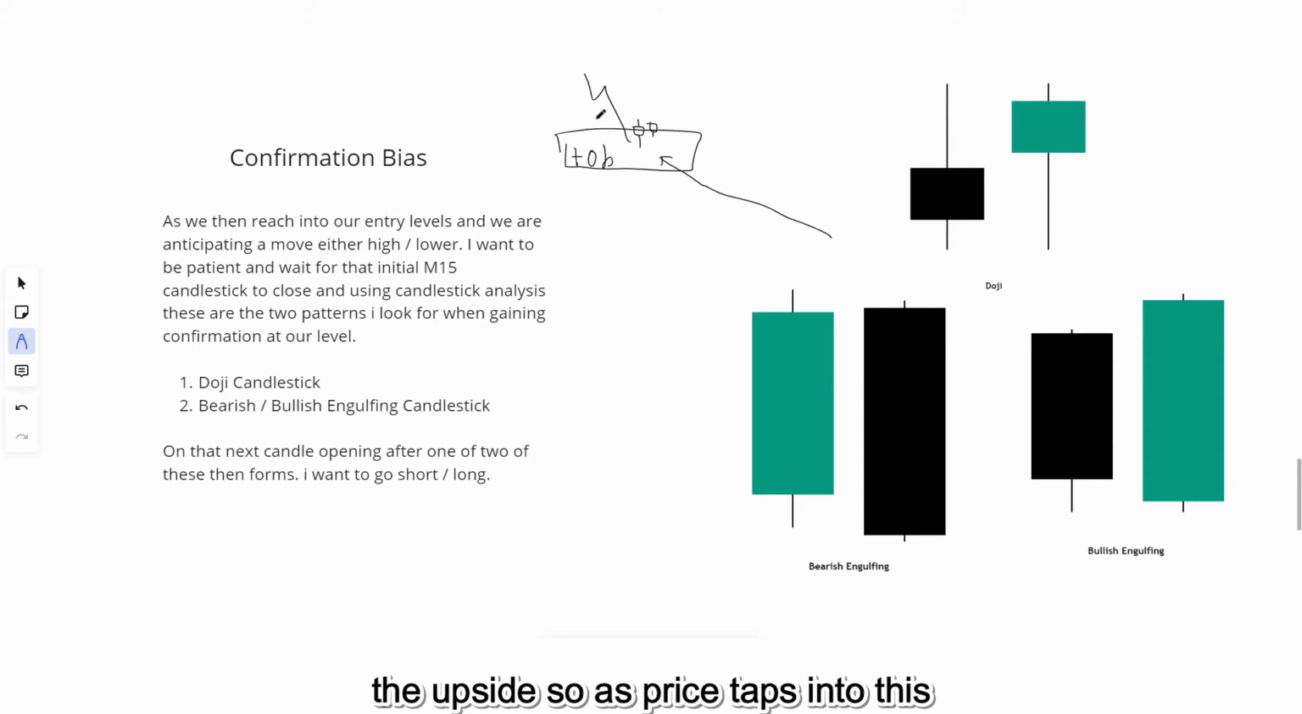So as price taps into this bullish order block, we get this doji candlestick. On that next candle opening, or as the candle opens and drops lower, I want to then go long, anticipating a reaction higher, just like so. This is how I would then use candlestick analysis as my confirmation for taking trades on order blocks.